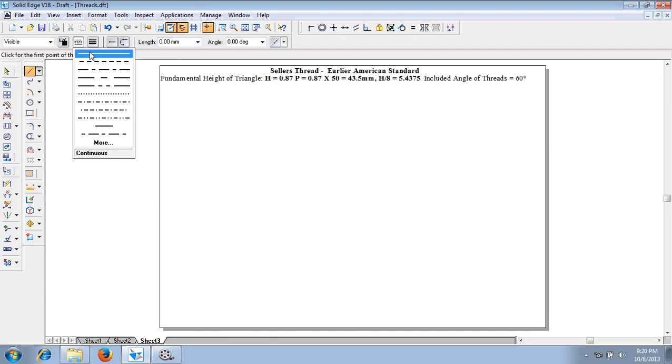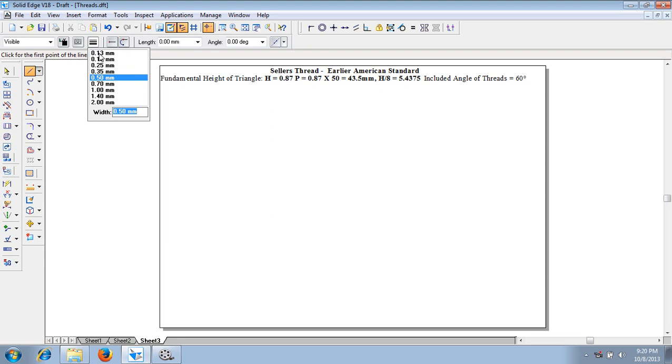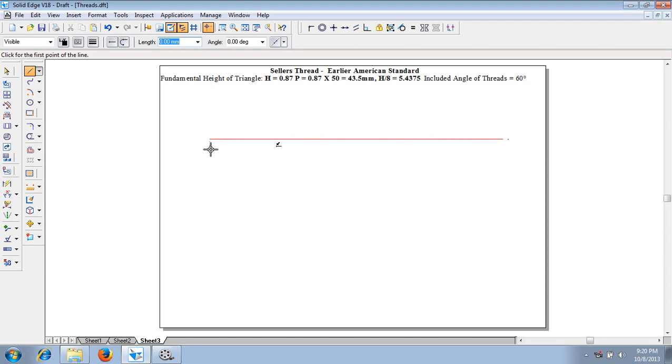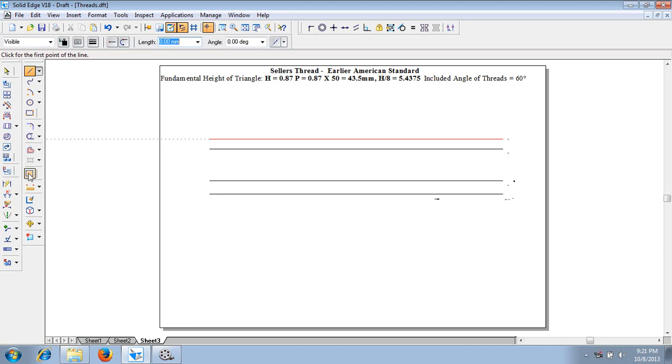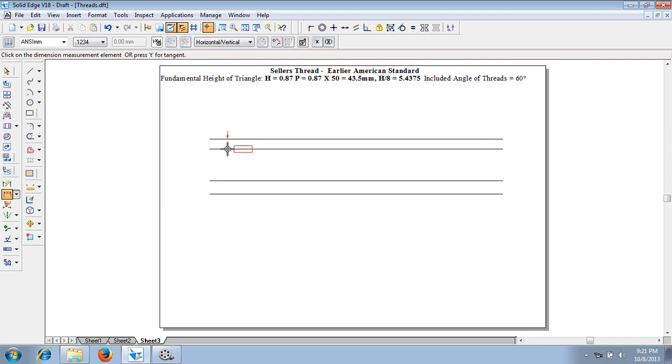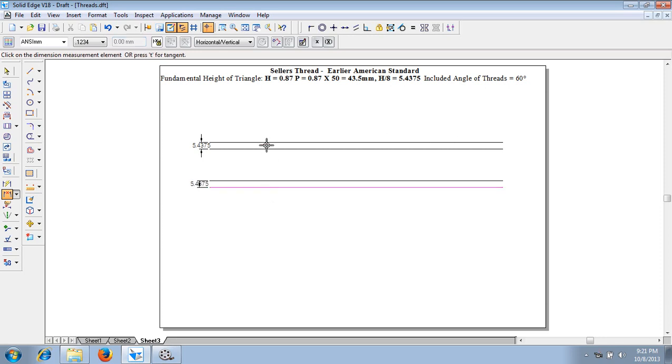To construct this, let us go for the line command with a continuous 0.13 mm thin line. Using that, let me draw 4 lines like this. This is the first line, second line, third line and the fourth line. Here we have to draw the 4 different lines using the distance between command. Now let us give the value of the crest. The value is given as 5.4375 millimeter. In the same way, the root will be 5.4375 millimeter.